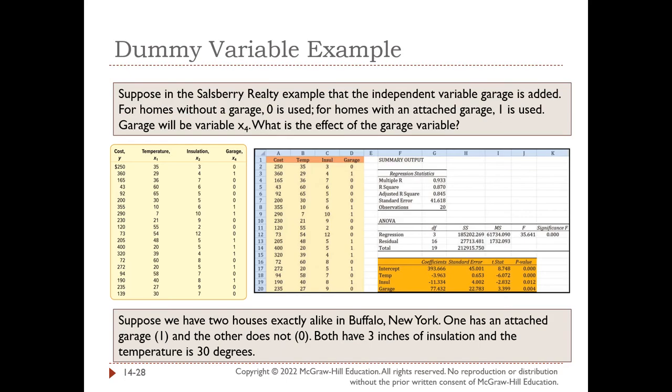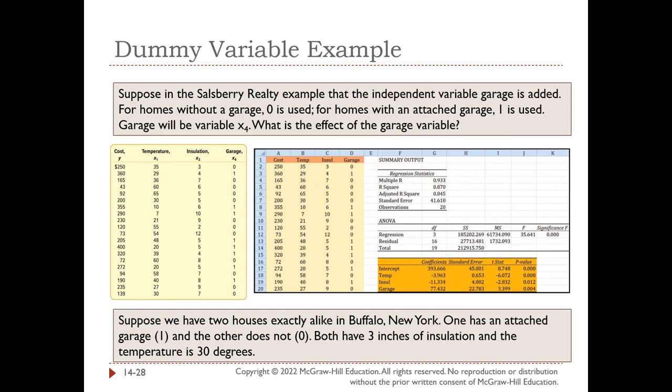But here we go on this one. Suppose in the Salisbury Realty example that we've been using, that independent variable garage is added. So now we've jumped to a garage instead of the furnace. For homes without a garage, 0 is used. For homes with an attached garage, 1 is used. Garage will be a variable of x4. What is the effect of the garage variable?